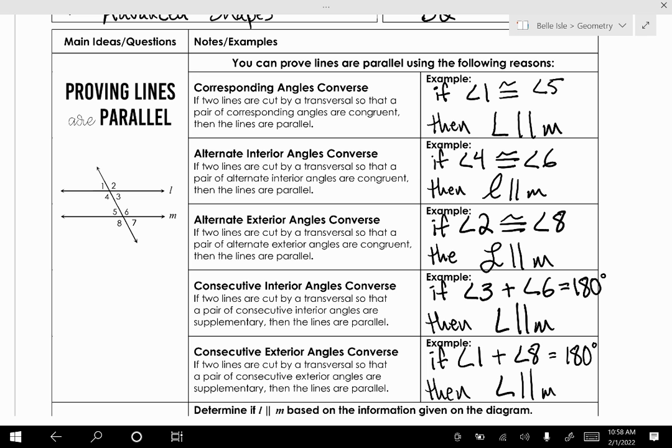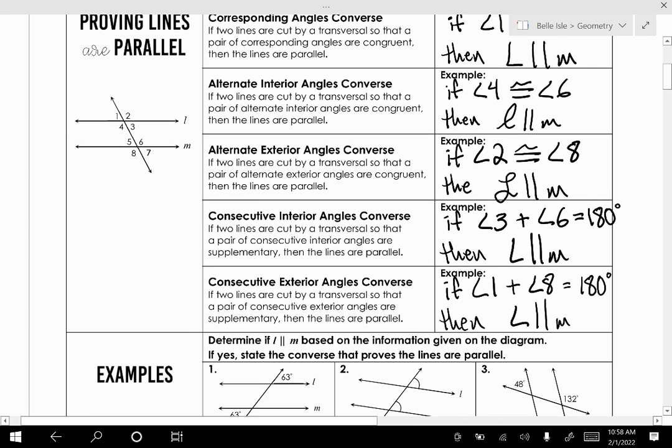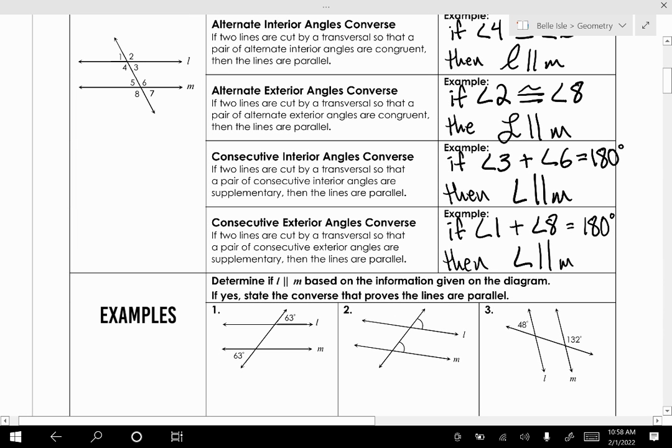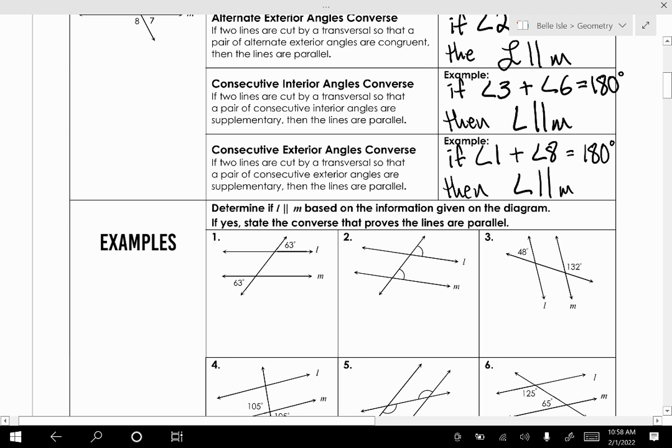Okay, so if we look at this next section. Okay, so the next section's directions say, Franklin. Yes, sir. Read what you are supposed to be doing on the next examples. Determine if L is parallel to M based on the information given on the diagram. It's actually line L is parallel to line M. If yes, then what? If yes, state the converse that proves the lines are parallel.